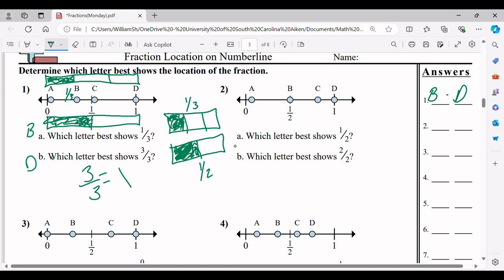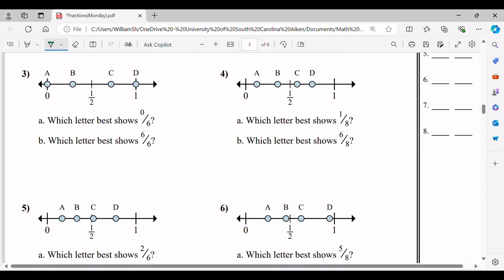Alright, let's look at number 2. Which letter best shows a half? Come on, that should be very straightforward. It's got a half written on it. That's B, right there in the middle. And which letter best shows 2 over 2? 2 over 2 is just 1, which should be D.